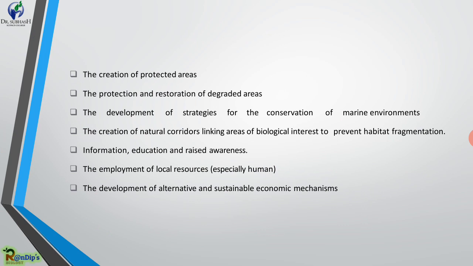Information, education and raising awareness. This is mandatory to conserve the biodiversity. The employment of local resources, especially human, like villages, some people, some forest area nearby village. So some village people are hired to conserve the biodiversity because they know everything about the forest area. Some village people also know human-animal behavior, like in particular we discuss in Gujarat, a particular reserve area, where lion sightings are every day, so some local people can easily see whether it is angry or not, it is normal like this. The development of alternative and sustainable economic mechanisms.